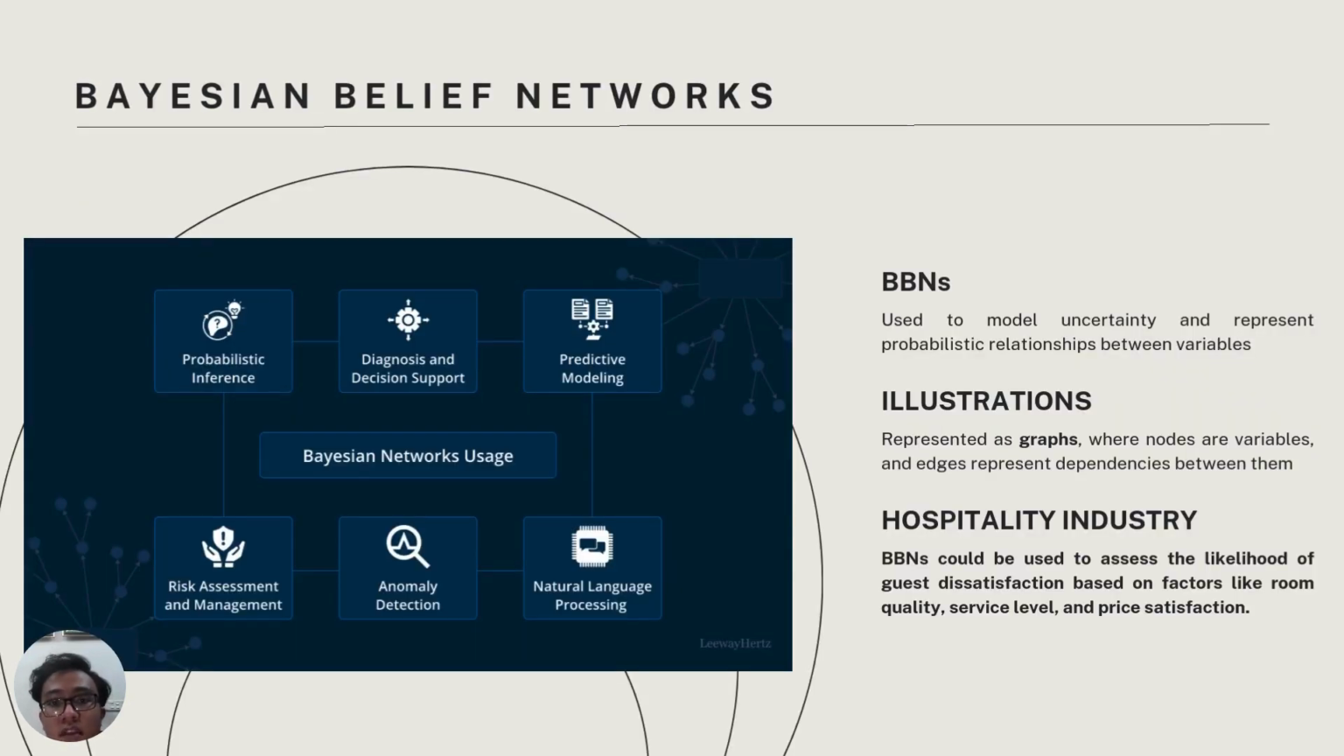The Bayesian belief network, or in short, we can call it the BBN, can be used to model uncertainty and represent the probabilistic relationship between variables. The illustration of these graphs shows nodes as variables, and the edges represent the dependency between them. In the hospitality industry, it could be used to assess the likelihood of guest satisfaction based on factors like room quality, service level, and price satisfaction.